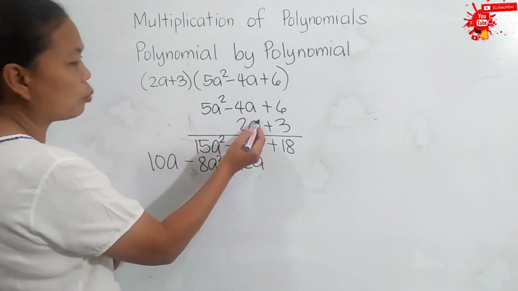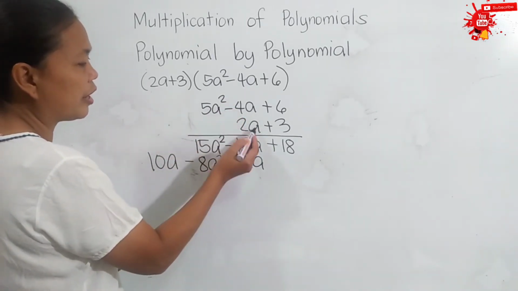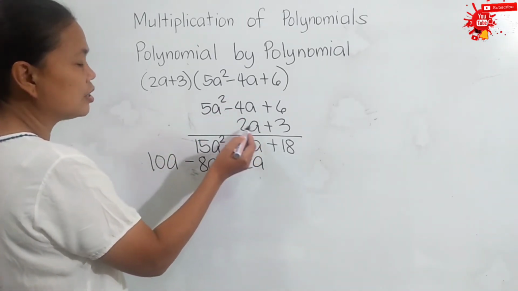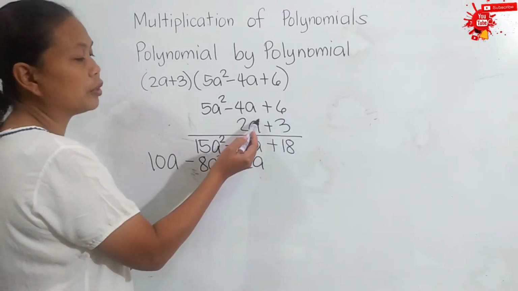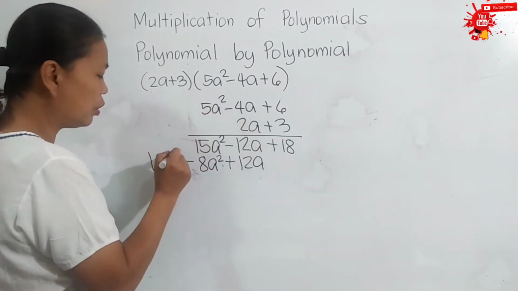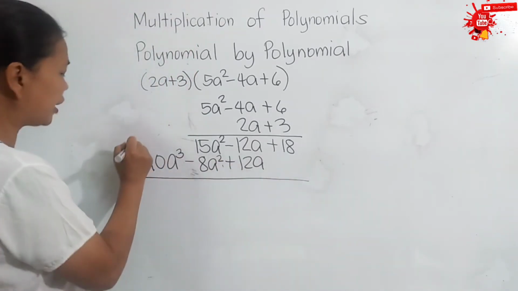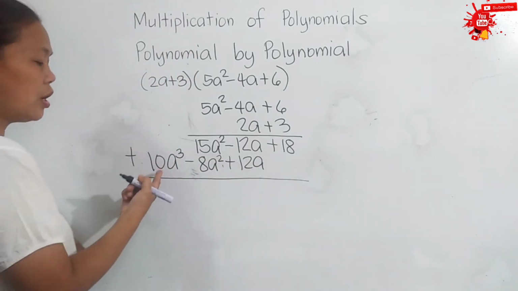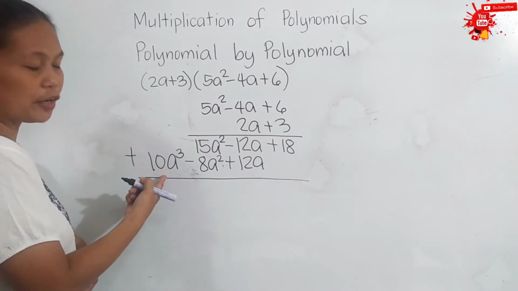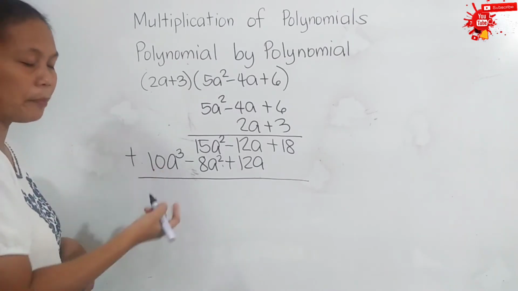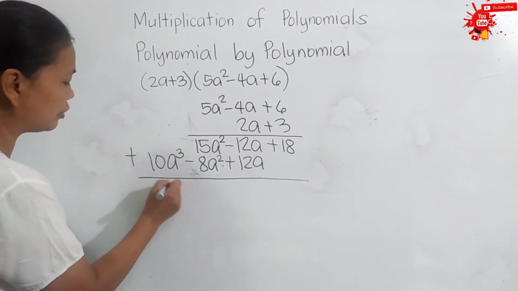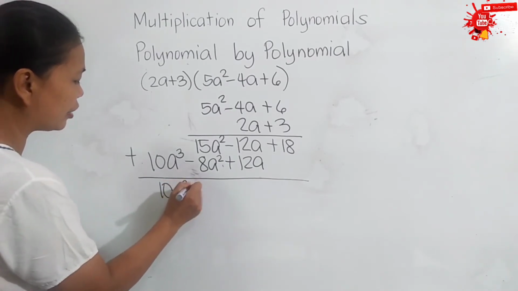So, it's just simply 1 plus 2 because they have the same base, which is a. So we add the exponent. So 1 plus 2, we have 3. Then we add the partial products. So since this will be the first term, no need to write the positive sign. So we just bring down 10a cubed.